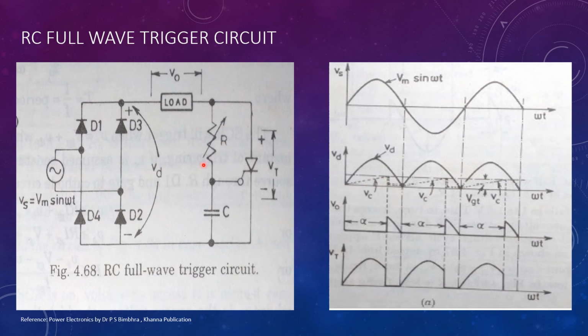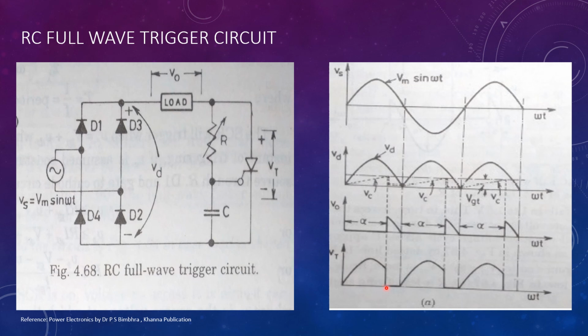If the value of R is large, the time required for this capacitor to charge up to gate trigger voltage VGT is large. Therefore, firing angles greater than 90 degree are achievable. When capacitor voltage equals gate trigger voltage, the thyristor will turn on.